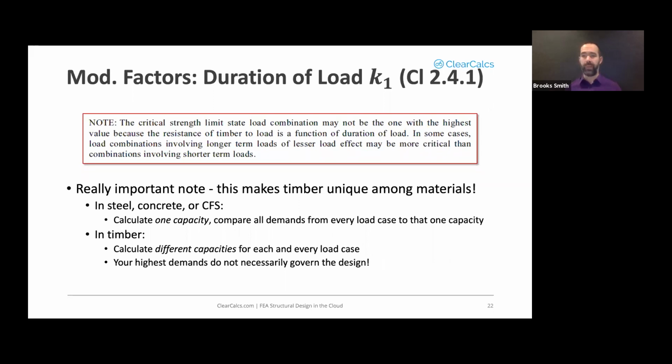If you have a member you're designing that has a particularly high dead load relative to its live load, then even if 1.2G plus 1.5Q gives you a higher demand, 1.35G might govern here because that does have a much smaller K1 value. So this means that you do need to calculate your demands and capacities for every load case, not just the one with the highest demands.